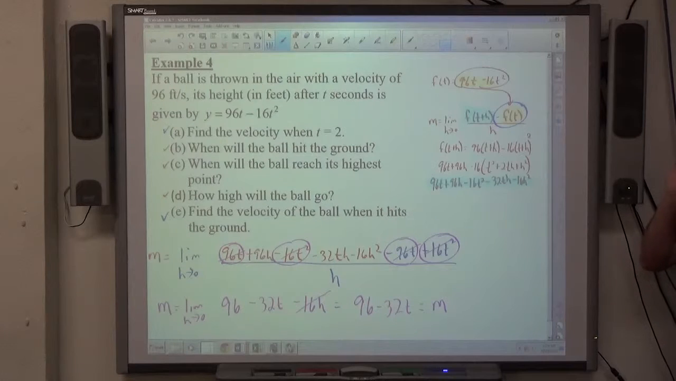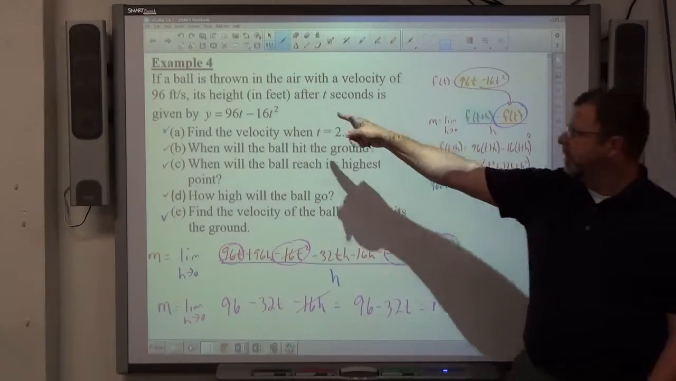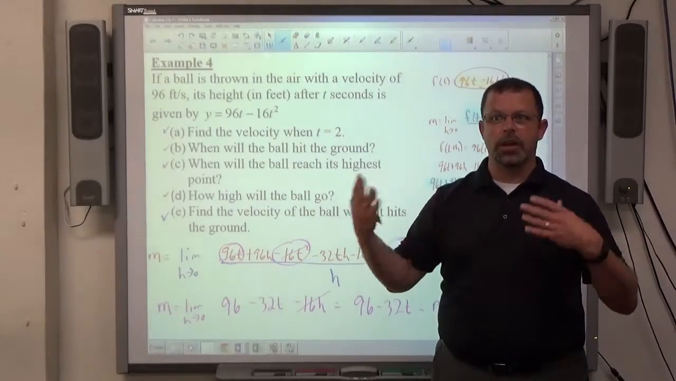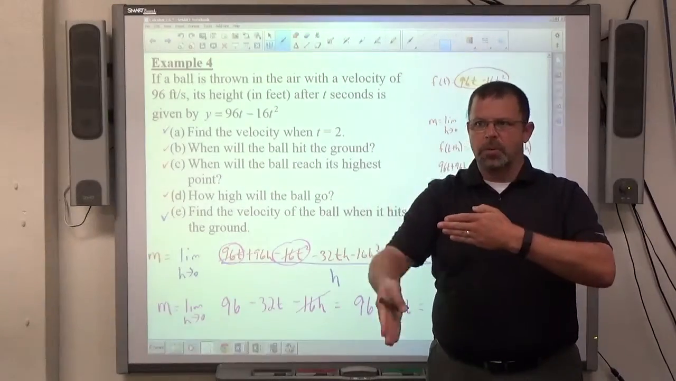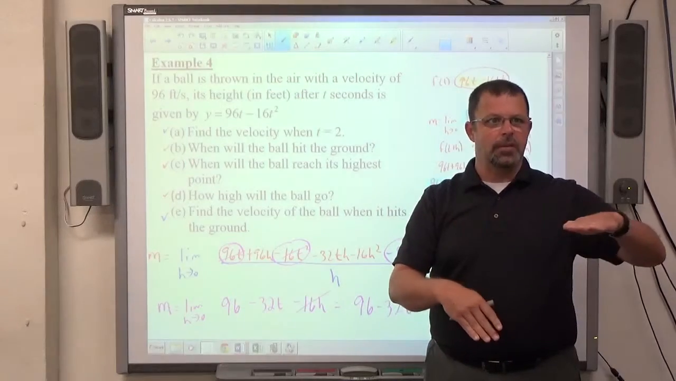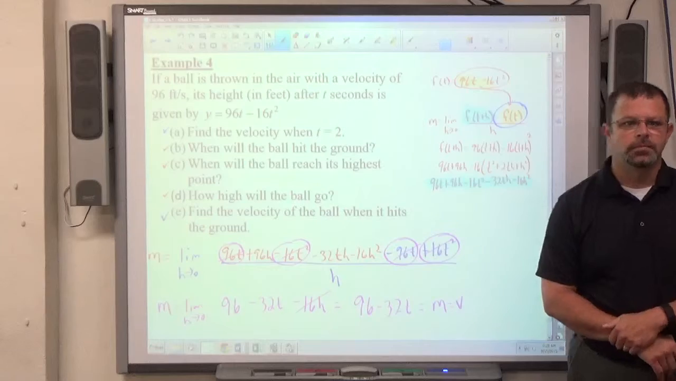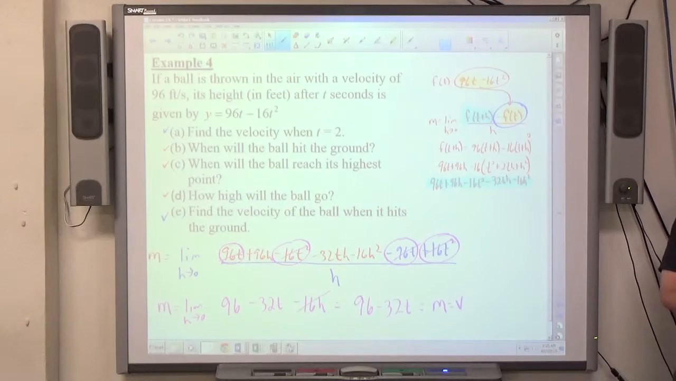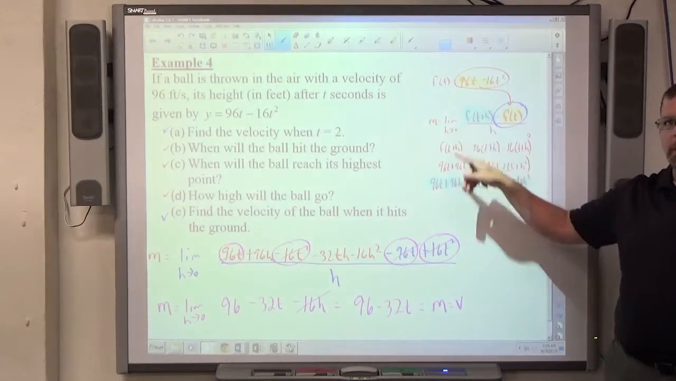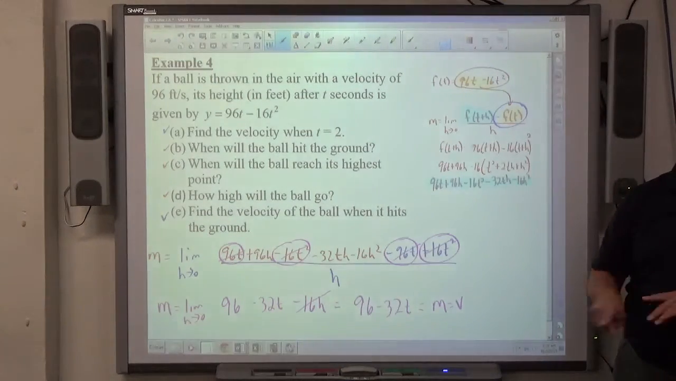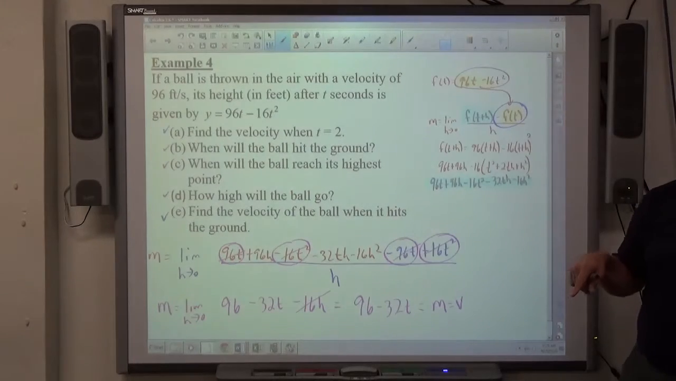All right? So anytime you get a position function, and that's what that is, a position, height in feet after t seconds, distance in miles after t hours. Any time of thing where the y-coordinate represents a distance, the x-coordinate represents a time, the slope is equal to the velocity. All right? And again, we have a formula to find slope, so we have a formula to find velocity if we have a position function. Is everybody comfortable with the formula there?